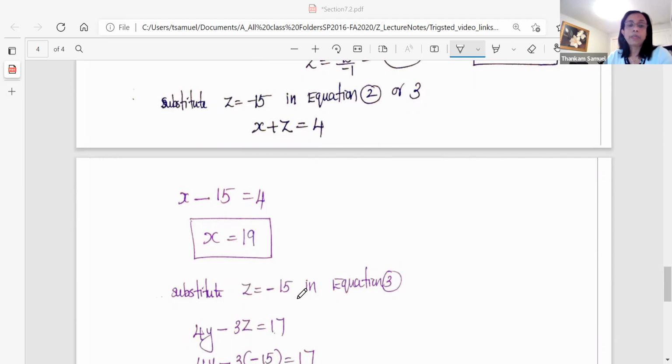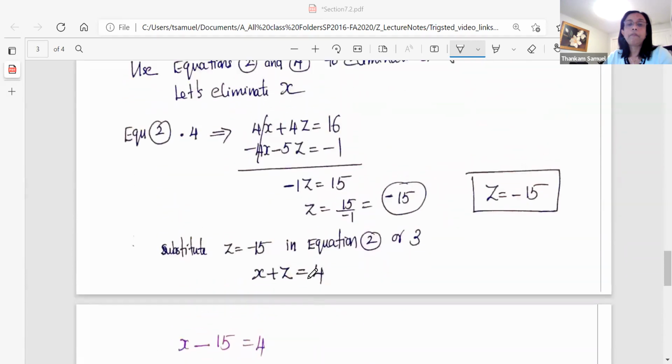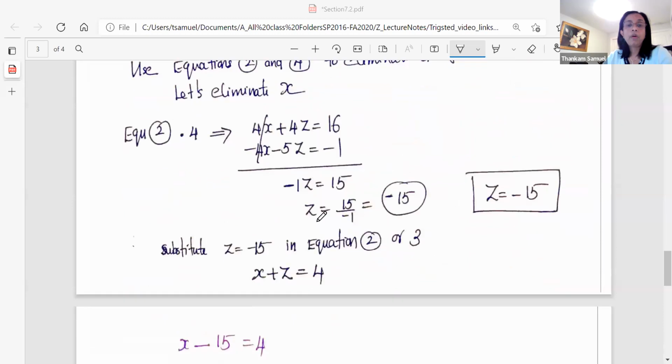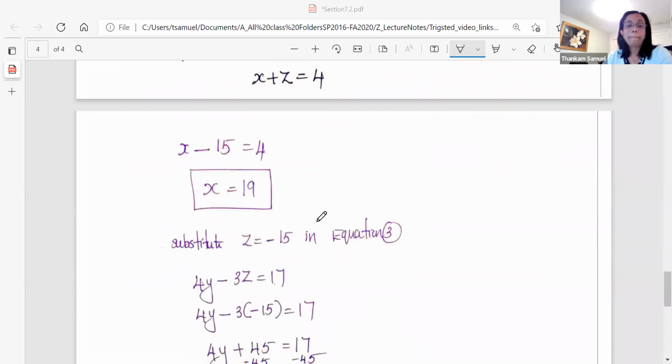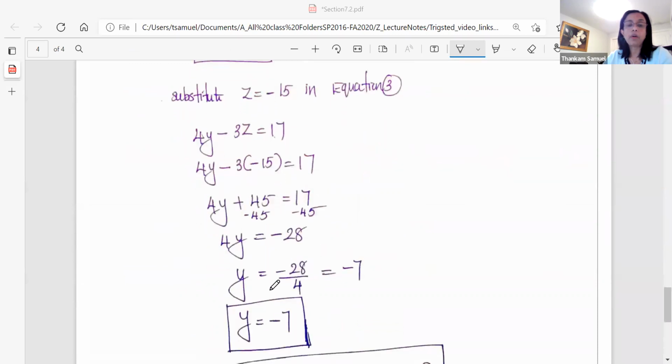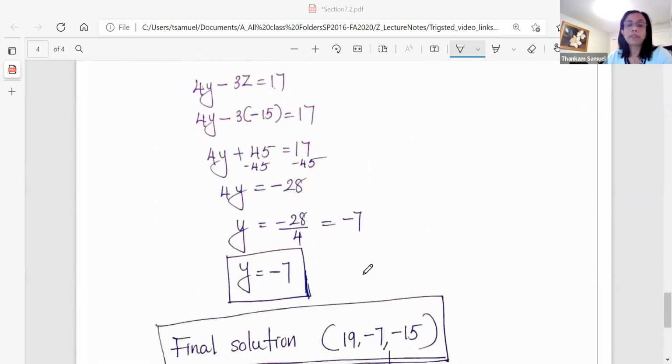We can substitute z equals -15 in equation 3. So 4y minus 3 times negative 15 equals 17, then 4y plus 45 equals 17. Subtract 45 from both sides. So 4y equals negative 28, y equals negative 28 divided by 4, that is negative 7. So y equals negative 7.